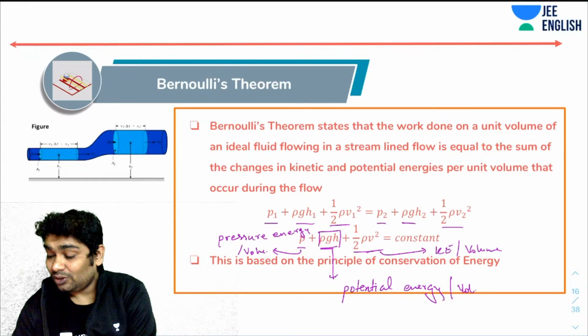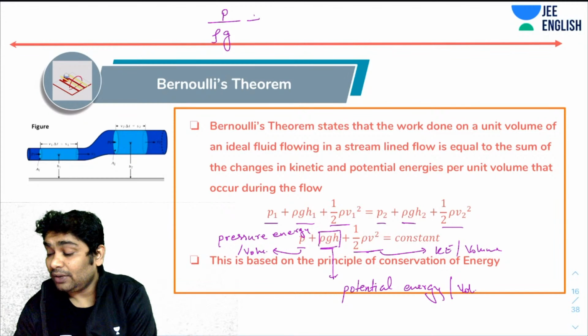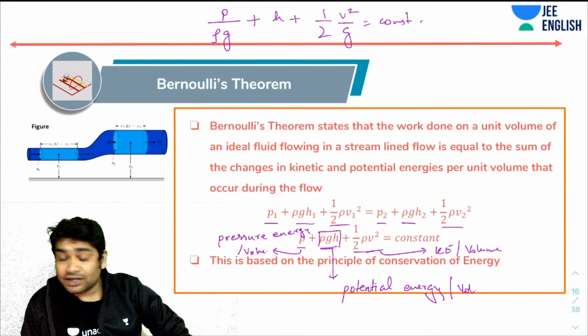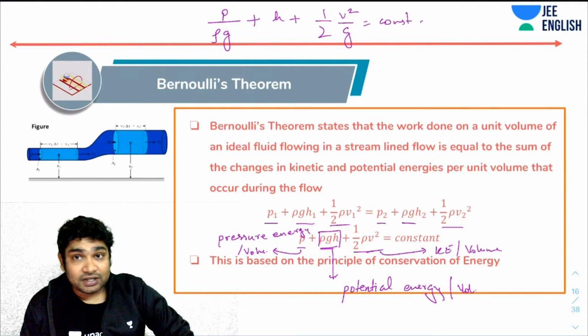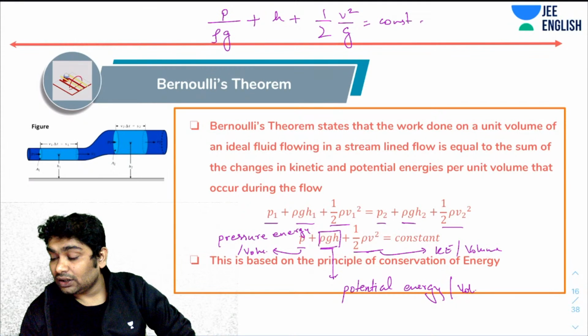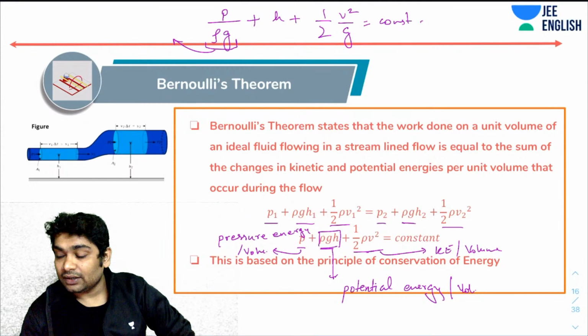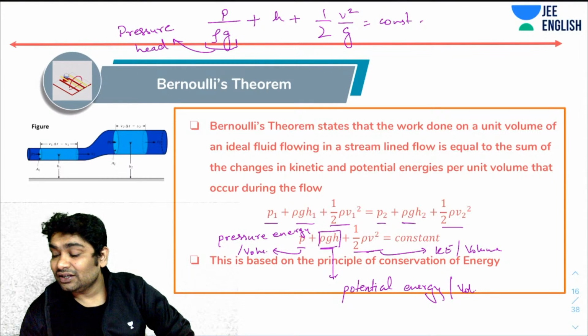Sometimes this is also denoted like this: P over rho g plus h plus V square over 2g is constant. What you're doing here is dividing the entire equation by rho and g, and then the equation takes this form. Now this is called the pressure head. This is another form in which you express Bernoulli's theorem at times. This is called pressure head. This is called gravitational head.